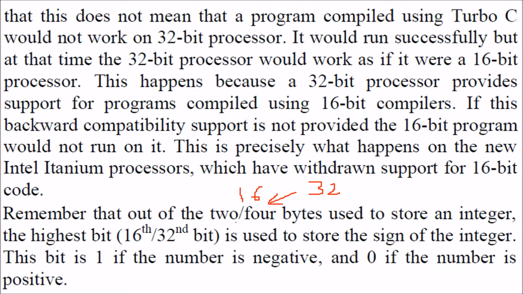Just remember that 2 bytes for 16-bit and 4 bytes for 32-bit is the memory which this integer takes. Out of these 2 or 4 bytes, the highest bit is used to store the sign of the integer. So if you have a negative number, the highest bit will be 1, and if the number is positive, the highest bit will be 0.